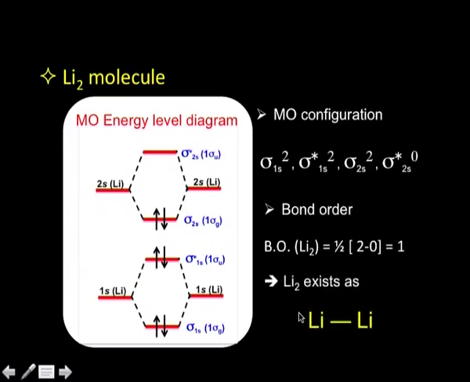The meaning of that outcome is that Li2 molecule does exist, and they exist as a molecule of this kind, because bond order comes out to be 1. That means, there is a single bond between the 2 lithium atoms. Now, what about beryllium 2 molecule? Well, that means, if I take 2 atoms of beryllium, will they combine to give me a molecule or not? Let us have a look at it.